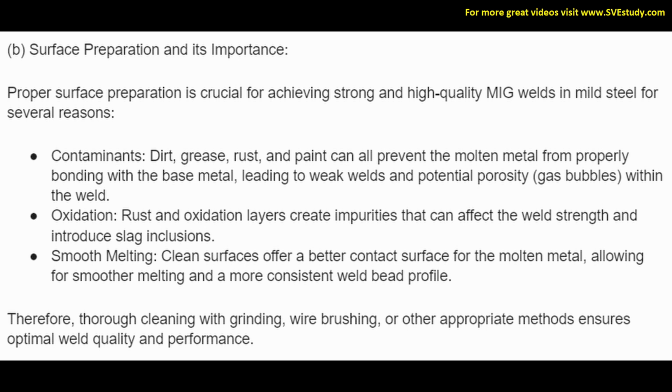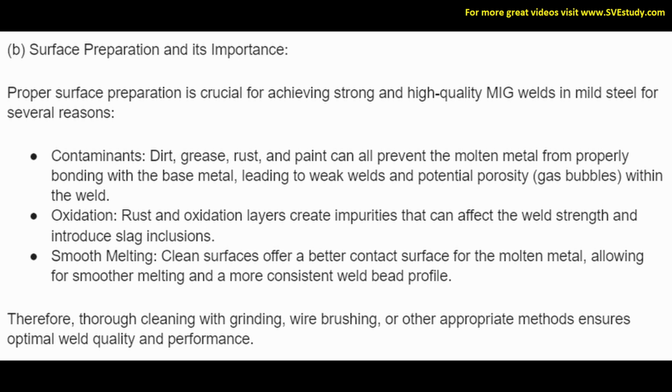B. Surface preparation and its importance. Proper surface preparation is crucial for achieving strong and high quality MIG welds in mild steel for several reasons. Contaminants. Dirt, grease, rust and paint can all prevent the molten metal from properly bonding with the base metal, leading to weak welds and potential porosity, gas bubbles, within the weld.